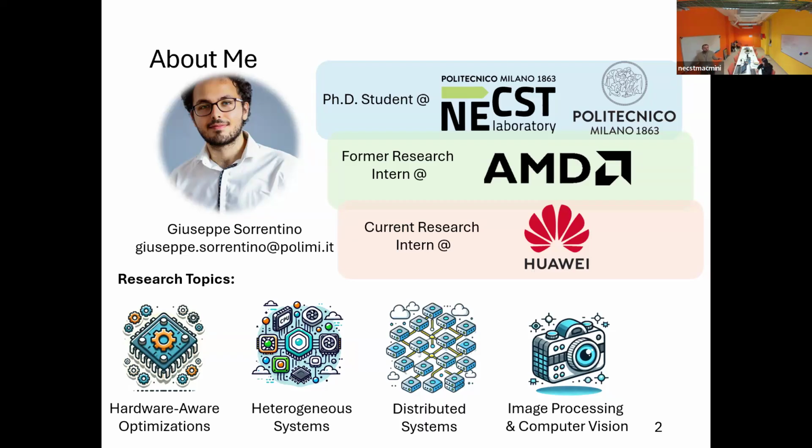Generally, I target heterogeneous systems, and in few slides we will have a clear idea of what are heterogeneous systems in this context. And the idea is to have distributed nodes communicating with each other. For all these scenarios, my target applications are about image processing and computer vision applied to healthcare systems.